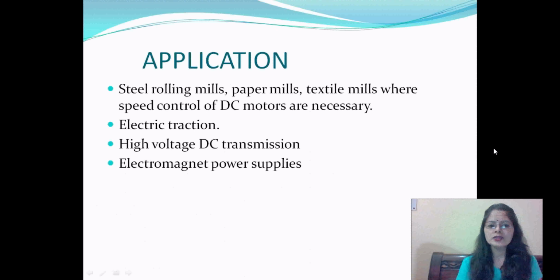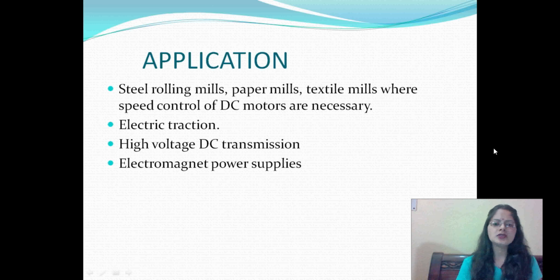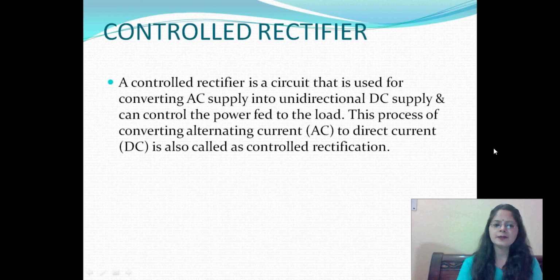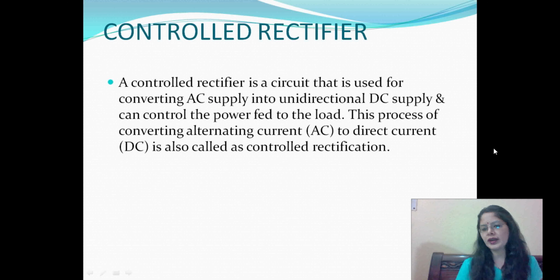These are the applications. First one is in steel rolling mills, paper mills, textile mills where speed control of DC motors is necessary. Second one is its application in electric traction, in high voltage DC transmission and in electromagnet power supplies. So the question arises, what is the control rectifier?